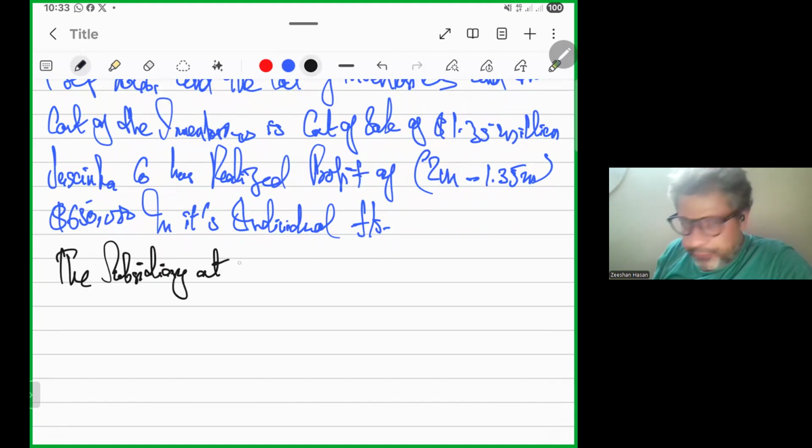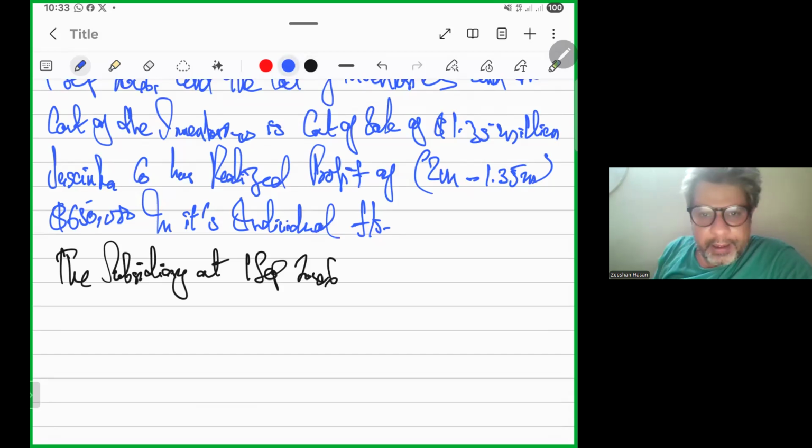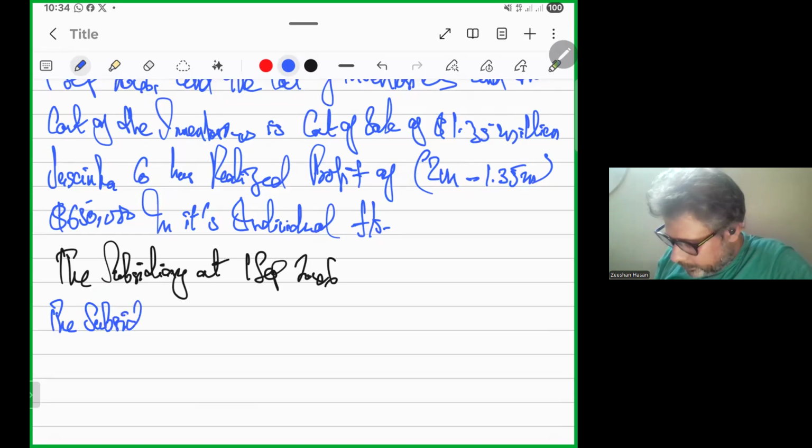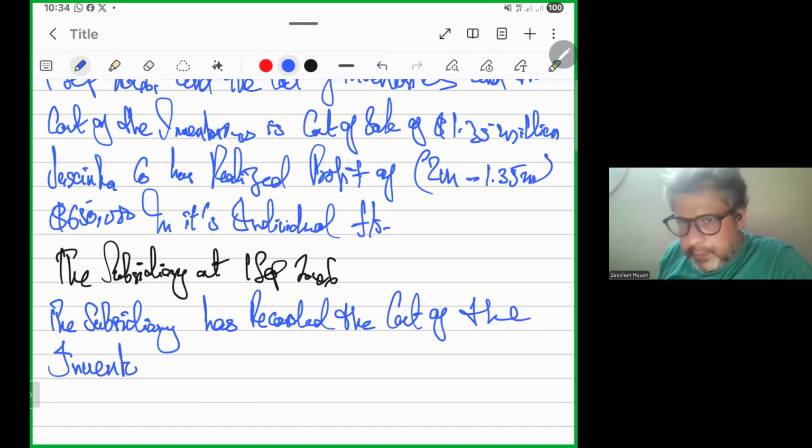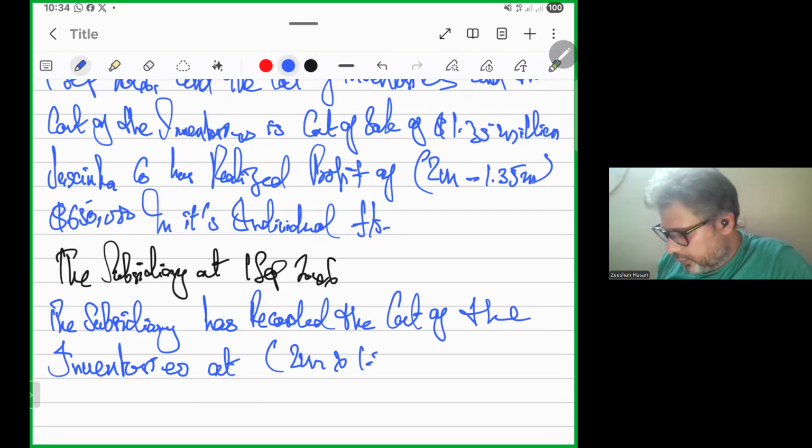Okay. Now the next heading, the subsidiary at 1st September X6. What we will say is that the subsidiary has recorded the cost of the inventory at 2 million into 1.25, that is 2.5 million euro at 1st September 2006.